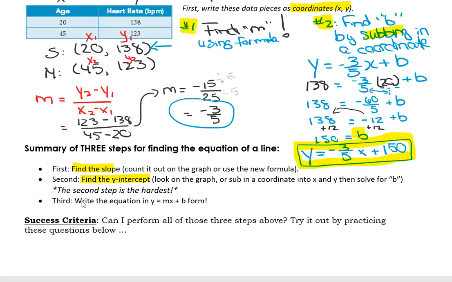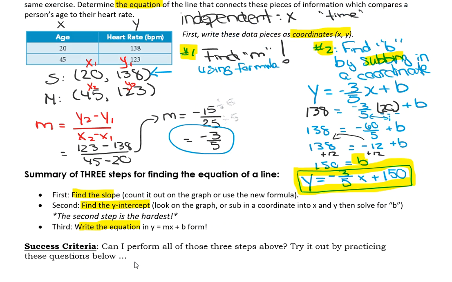Can I perform all these 3 steps above? So are you pretty good with these 3 steps? You've got some questions that I'll give you to work on later. But if you don't have access to those questions, I'm sure you can find some questions and practice, practice, practice.